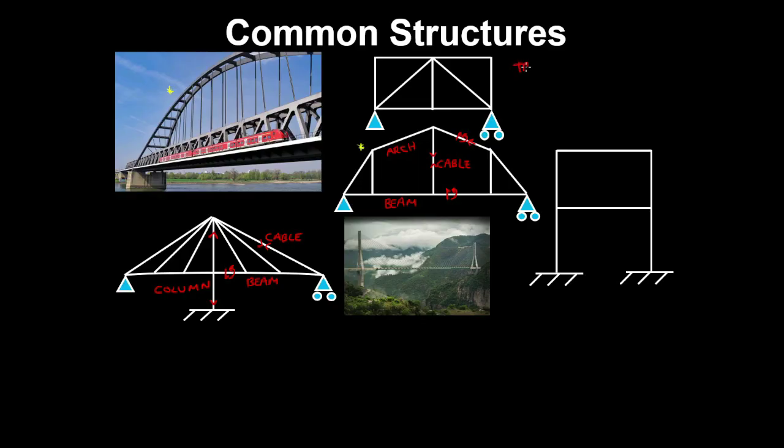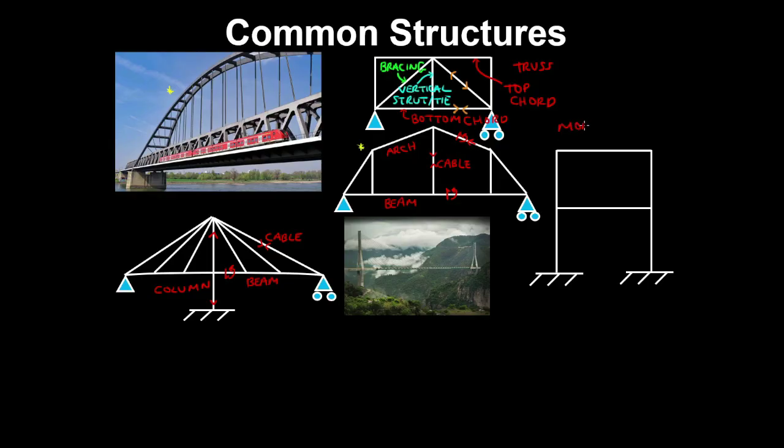Now trusses in general consist of a top chord and a bottom chord, and these are the bracing members, and this member here is the vertical strut if it takes compression, or tie if it takes tension. So truss members are generally struts or ties that take only compression or tension.